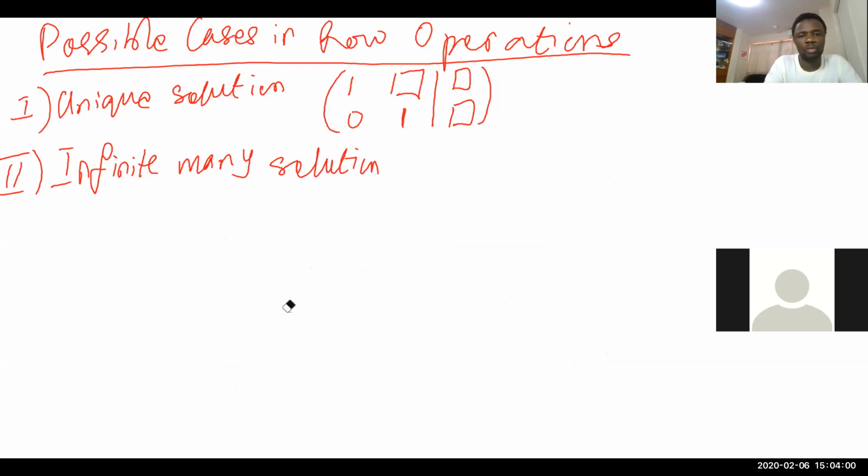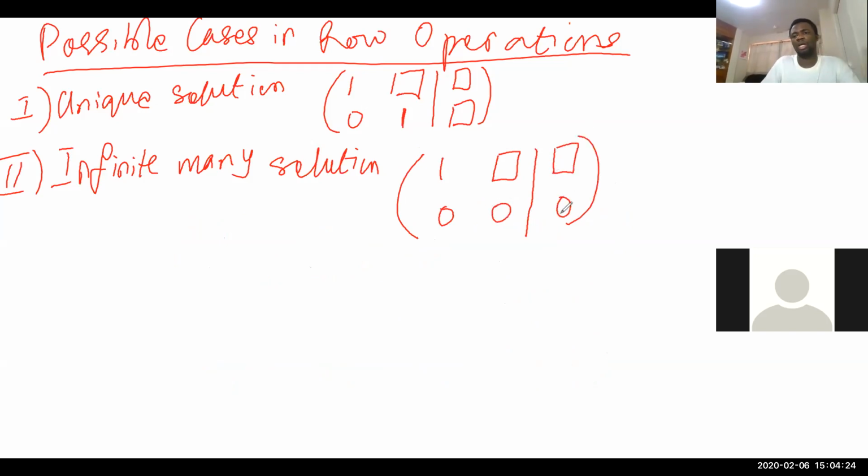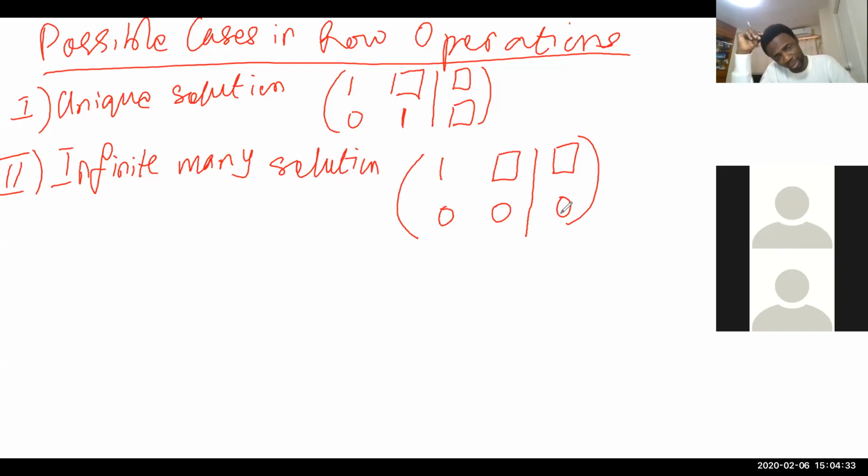If you are going to end up getting infinitely many solutions, your augmented matrix at the last step will look like this. There will be a 1 here. This will be 0. Of course, this could be any number, we don't care. This could be any number, we don't care. This will be 0 and this will be 0. So when you have this, it means you're going to end up getting infinitely many solutions. Does that make sense, everybody?